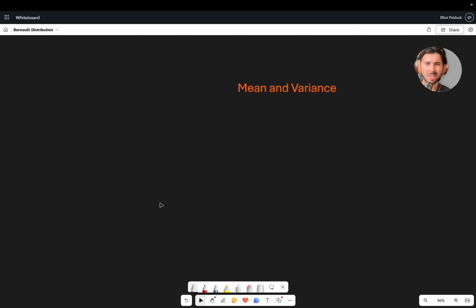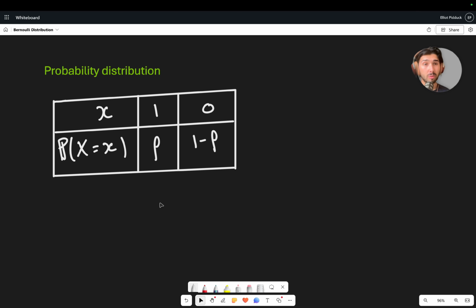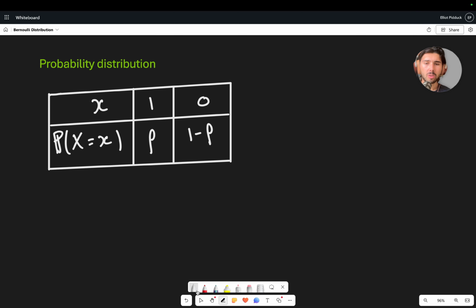I'm going to stay over here for the mean and variance because it's really nice to be able to look at the table. So what is the mean? Well, guys, we know there's a formula for the mean. The way that we do this, and please do go into the description and check out the video on this if you're not happy with what I'm about to say.